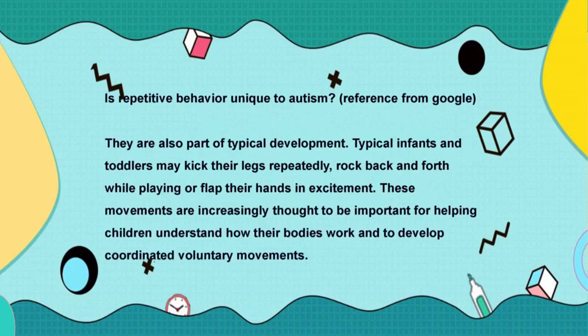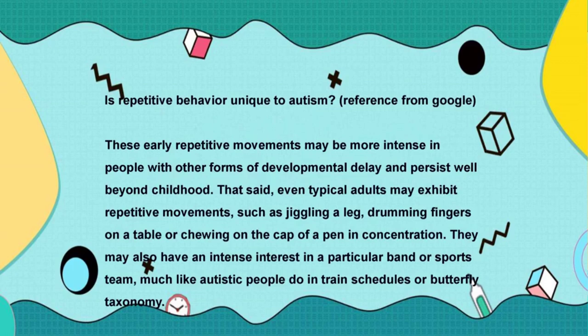Next, they are also part of typical development. Typical infants and toddlers may kick their legs repeatedly, rock back and forth while playing, or flap their hands in excitement. These movements are increasingly thought to be important for helping children understand how their bodies work and to develop coordinated voluntary movements. When they grow older, they may carry on those behaviors at times. These early repetitive behaviors may be more intense as people grow.